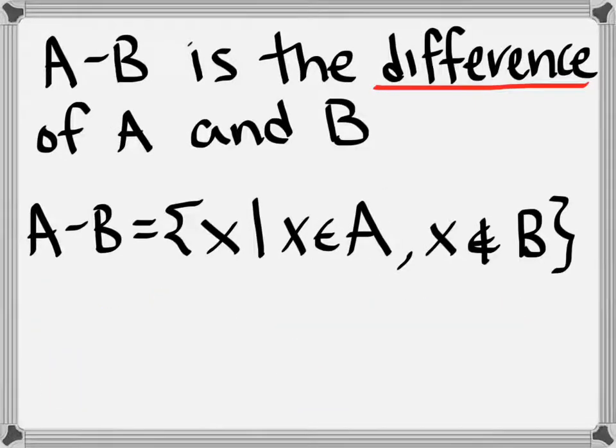We can have the difference of A and B, which, just like in math, the difference is subtraction, so we use a subtraction symbol. And we say that A minus B is the set consisting of all X, so that X is in A, but X is not in B.